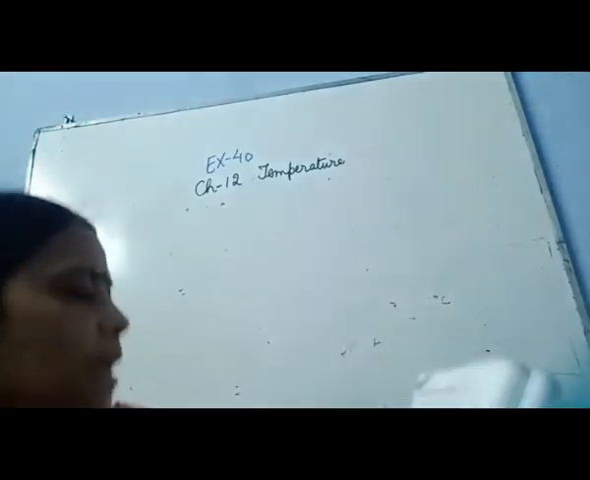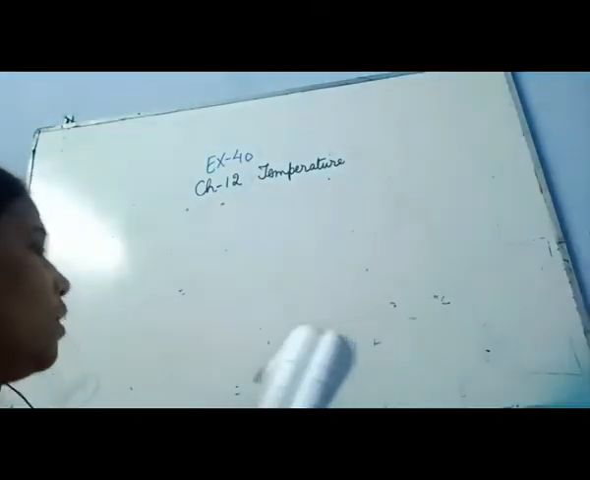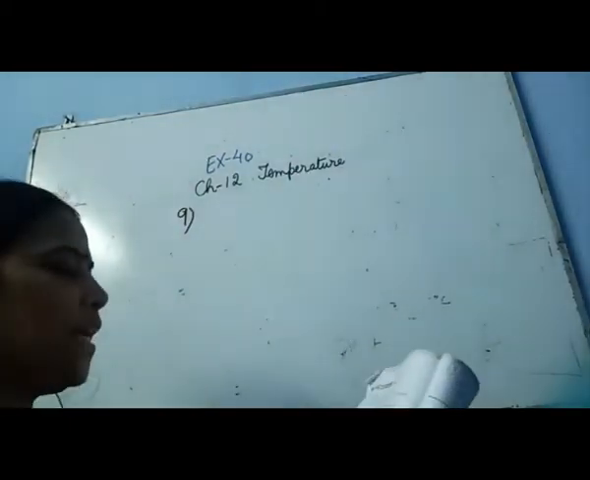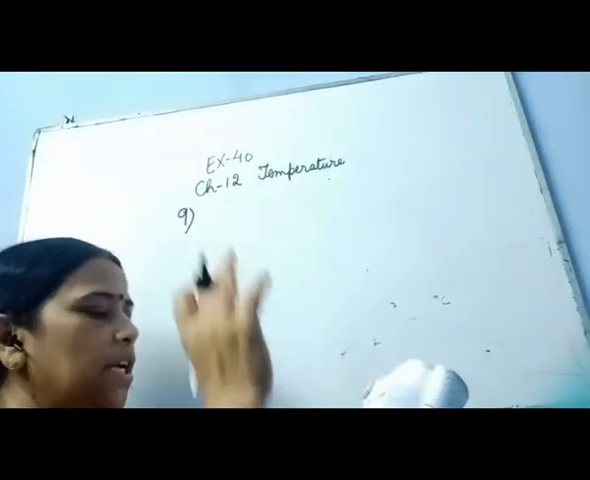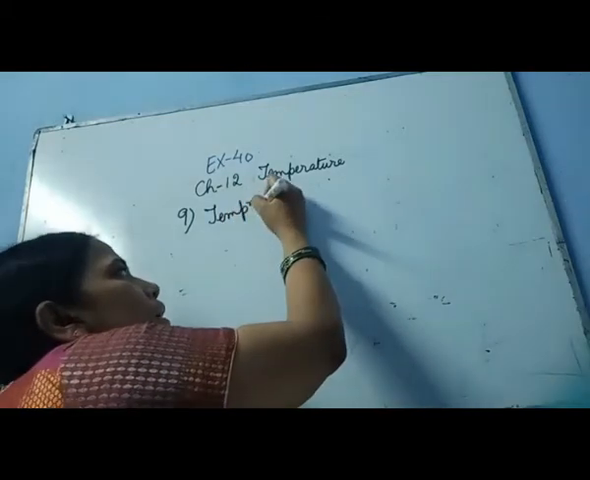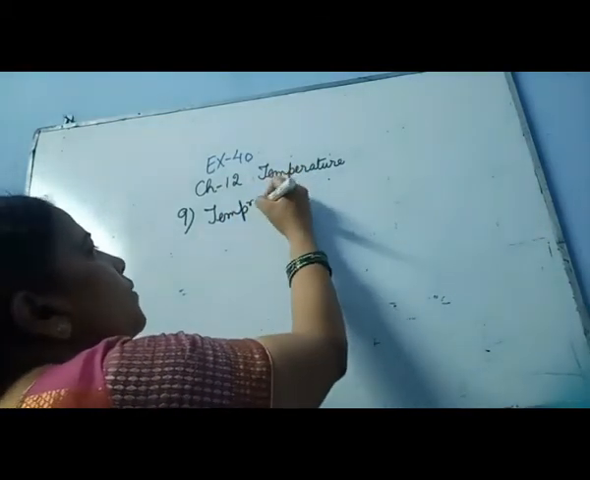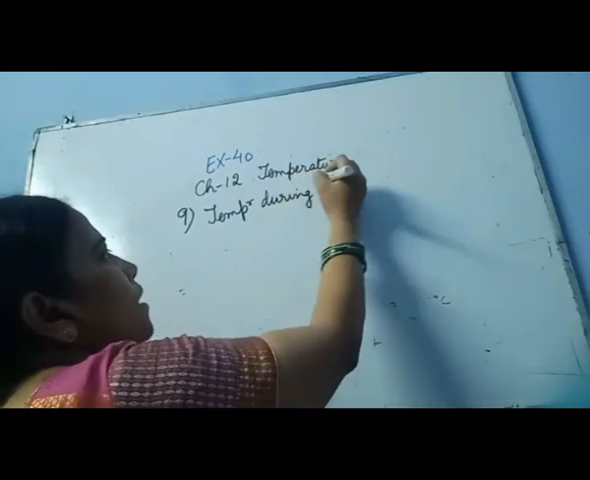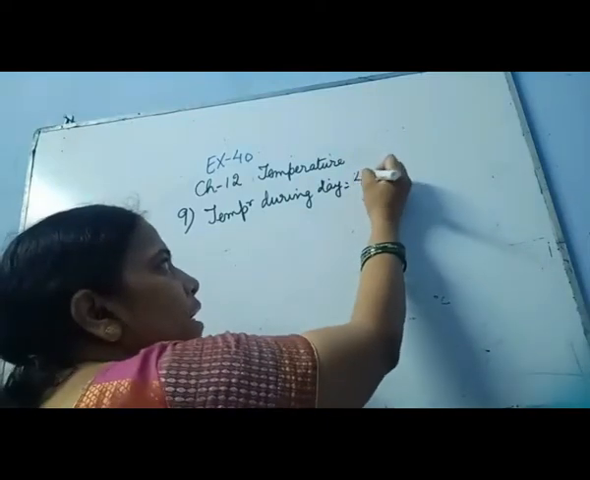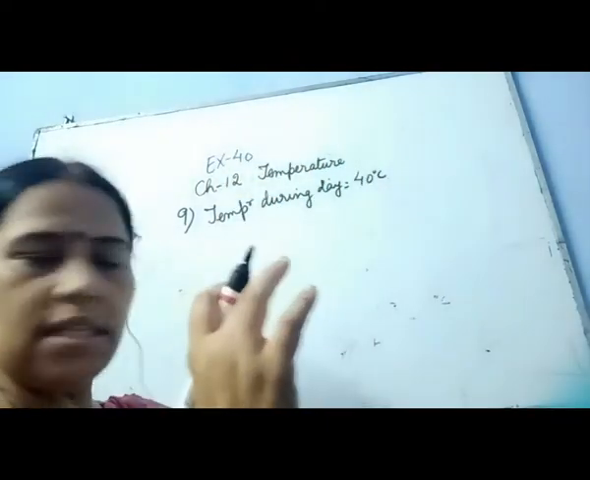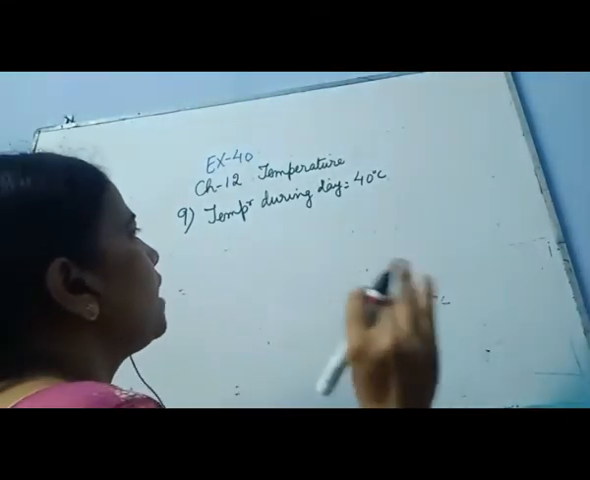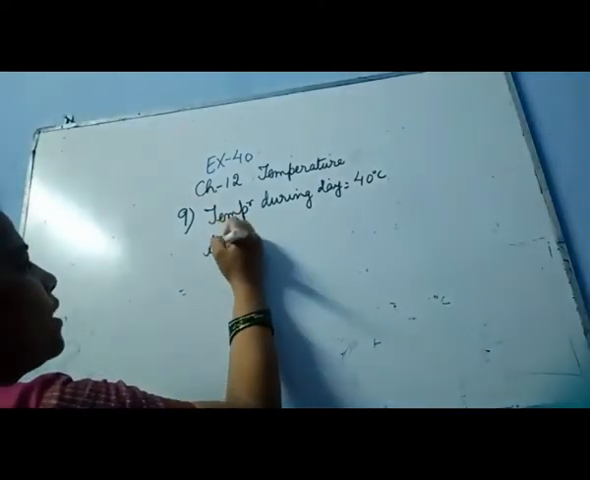In question number 9, we see that during the day the temperature in the town, the temperature during daytime, how much is it? This is 40 degrees Celsius. Now at night the temperature came down by 10 degree Fahrenheit. So at night what happened?